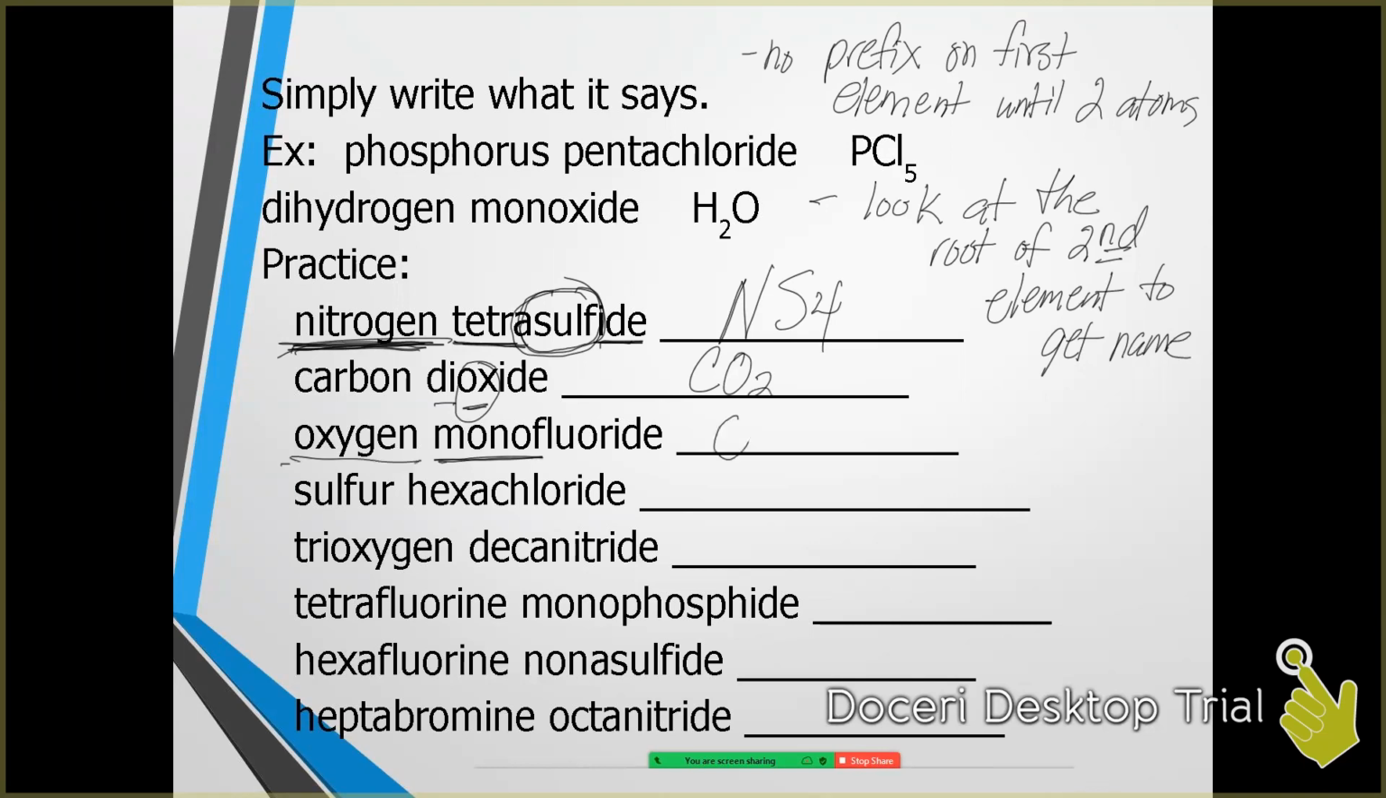Oxygen, still no prefix. Monofluoride. The second element is always going to have a prefix. So fluor would be what element? Fluorine. And since it says mono, that's all I would need to put. Remember, you don't put subscripts of one. They're just understood. So why don't y'all try those last few, and then we'll flip it and go the other way.